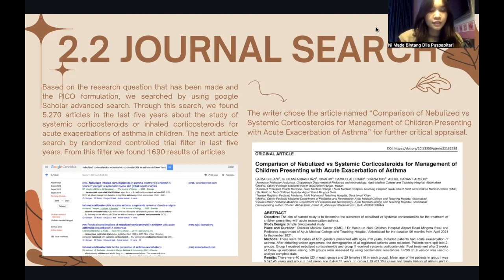The next article search used a randomized controlled trial filter in the last 5 years. From this filter, we found around 1,690 articles. And then we chose the article named Comparison of Nebulized versus Systemic Corticosteroids for Management of Children Presenting with Acute Exacerbation of Asthma for further critical appraisal. That's all for me. Thank you.